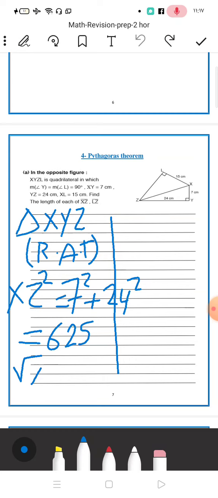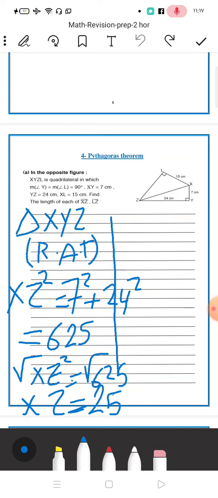So here the square root of XZ to the power 2 will be equal to the square root of 625. So XZ here will be equal to what? It will be equal to 25. XZ will be equal to 25. So here the third length in this triangle is 25.